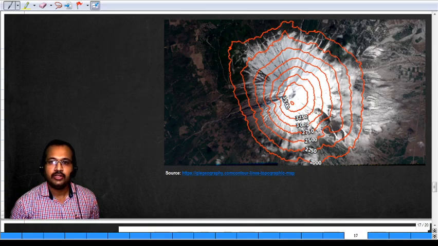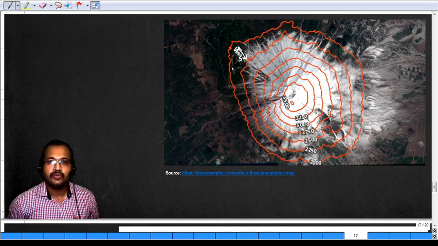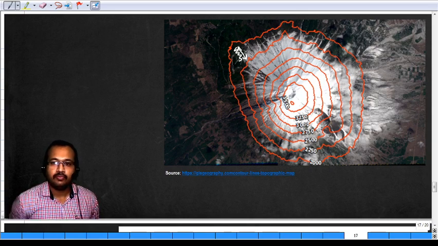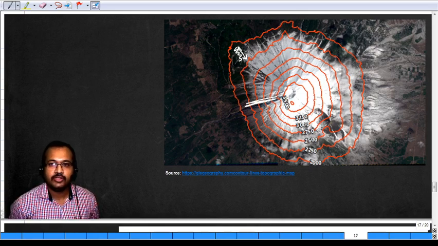So we consider the contour lines for Mount Fujiyama. Here the distance between two contour lines is very large, which means the steepness is not very much. But if you observe this part, the distance between contour lines is very small, which means the height of that mountain, or the steepness, is very large at that part of the mountain.